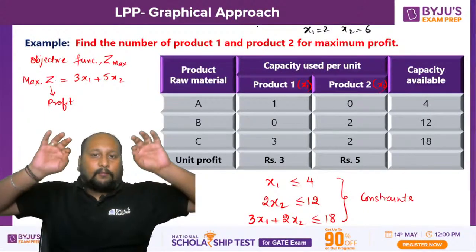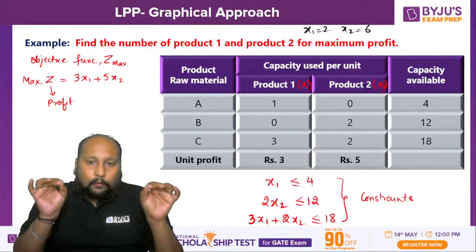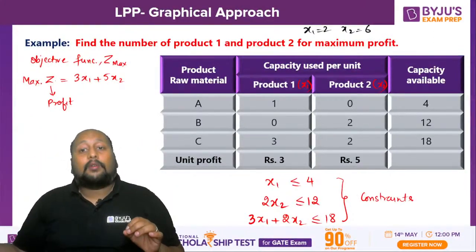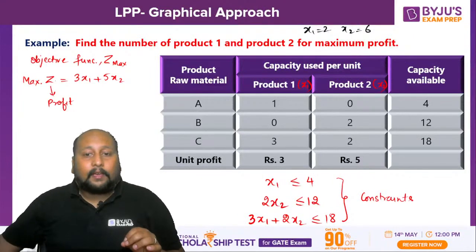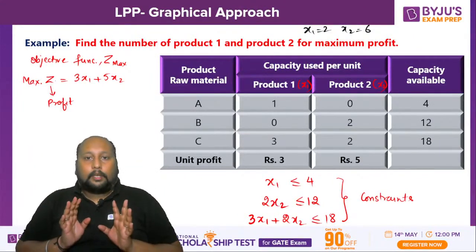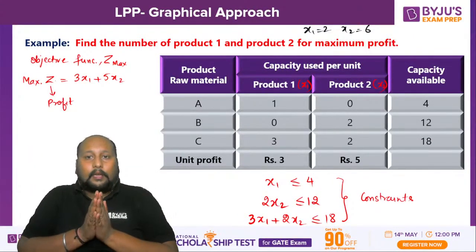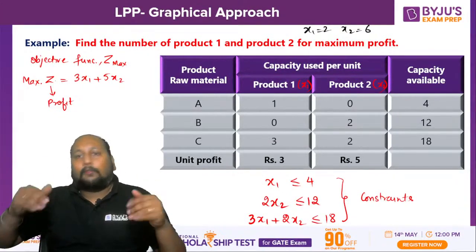That means if you manufacture 2 units of product 1 and 6 units of product 2, you will be getting the maximum profit. If you are not doing this, then you won't be getting the maximum profit.